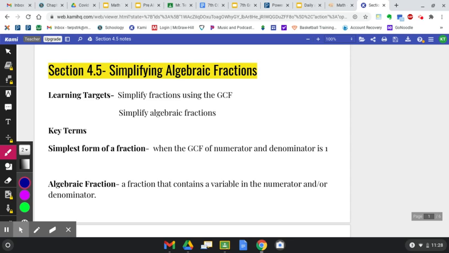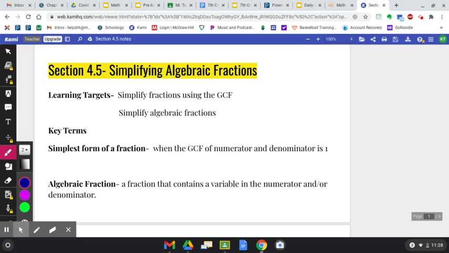All right, section 4.5, we're going to look at simplifying algebraic fractions. We'll start with simplifying fractions using GCF, and then we'll get into simplifying algebraic fractions. First off, some key terms.